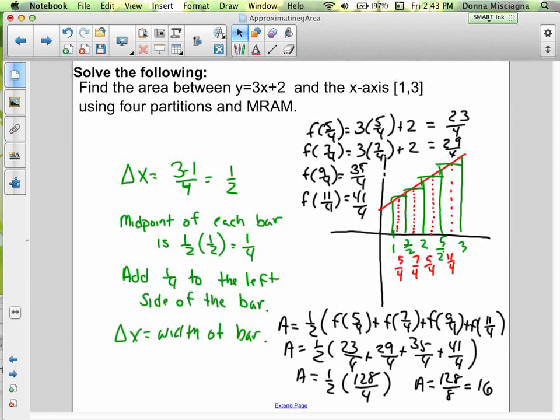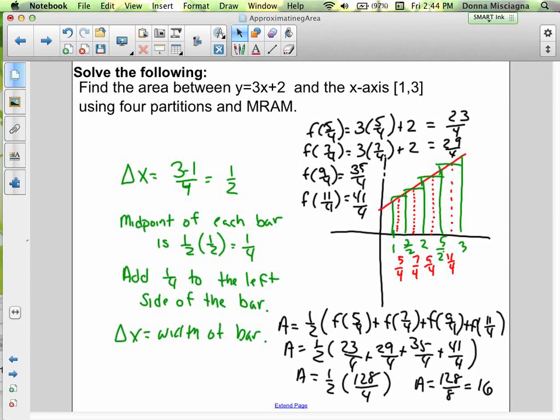All right, and we plug those into our function. It's a pretty easy function. We're multiplying by 3 and adding 2. So f of 5/4 would be 3 times 5/4, that's 15/4. 2 is 8/4, so that's 23/4. f of 7/4, 3 times 7/4 is 21/4, plus 8/4 is 29/4. f of 9/4, 3 times 9/4 would be 27/4, plus 8/4 is 35/4. 3 times 11/4 would be 33/4, plus 8/4 would be 41/4.